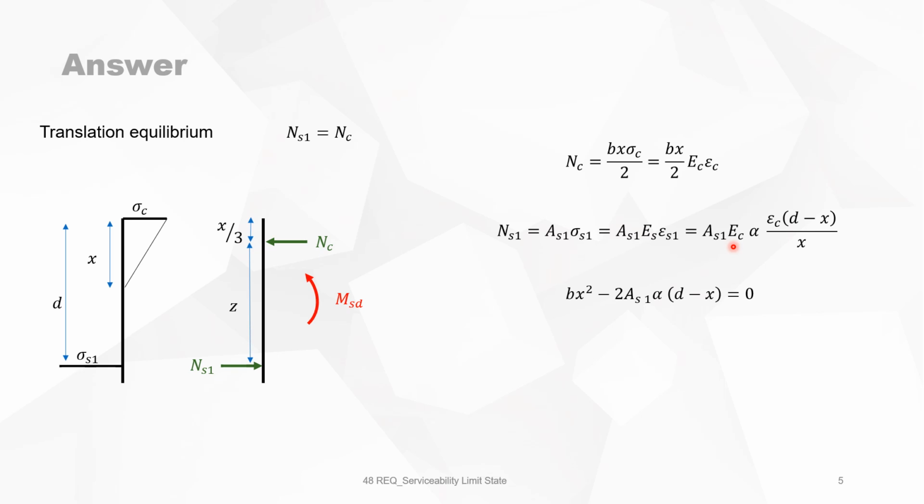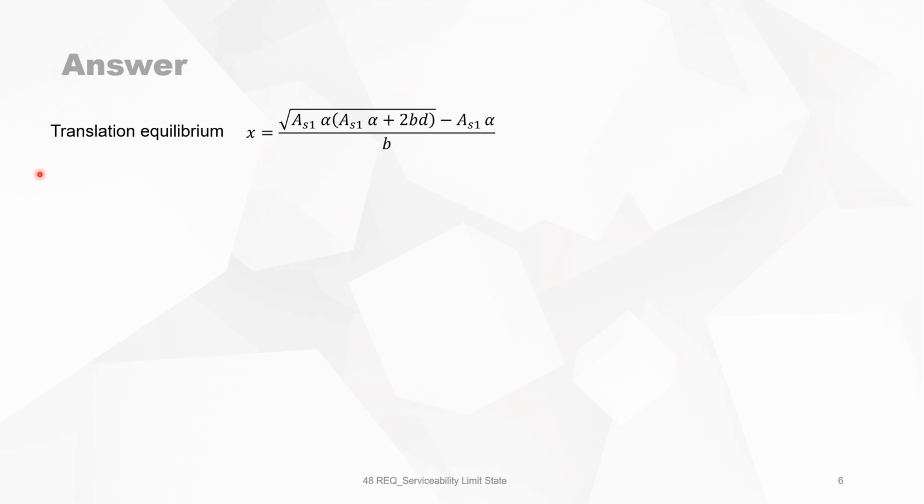When you do that and you work it out, you arrive at a quadratic equation which looks like this. This quadratic equation has one positive solution, which is given by this formula. You see that the depth of the compression in the concrete, X, is only dependent on the geometric characteristics of the section. There is no MSD or whatever in this formula. So translation equilibrium gives us the total depth of the compressive force.